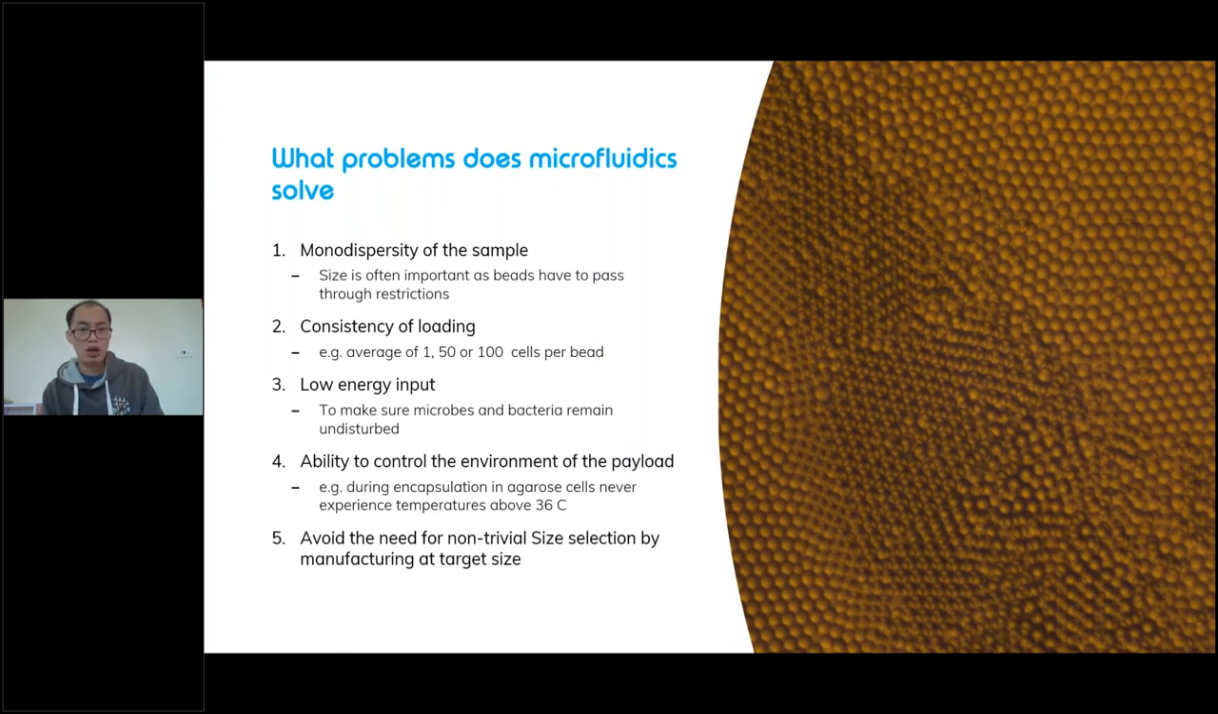So what problems does microfluidics solve for hydrogel bead production? We have five problems that microfluidics can solve. The first is monodispersity of the sample, because size is often important and the beads have to pass through a restriction. With microfluidics, we can generate a very monodispersed sample.